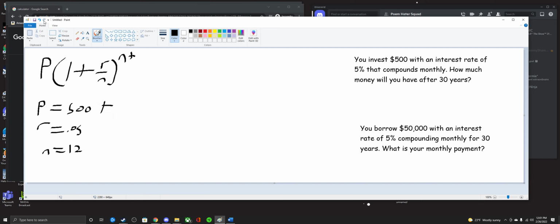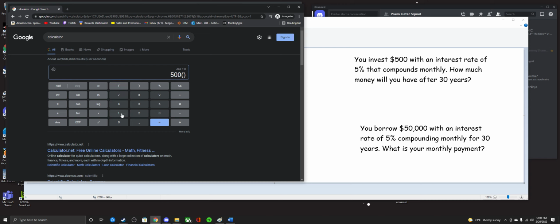And t is the number of years. So in that case, it's 30. So we just plug in our numbers, so we get 500 times 1 plus 0.05 over 12 to the power of nt, so we multiply 30 by 12, which is 360. And this gets us, we'll just do it here, 500 times 1 plus 0.05 divided by 12, to the power of 360. And that is how much it'll be worth.